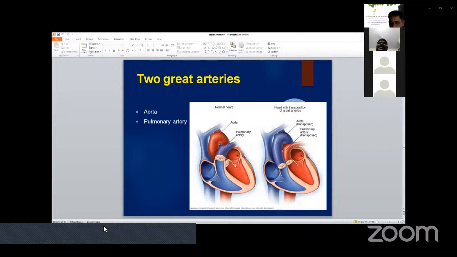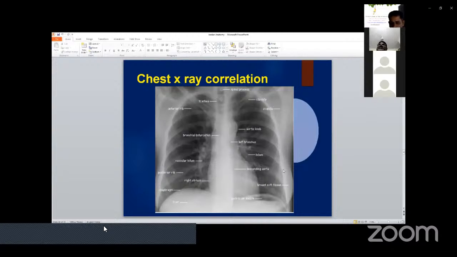So next is slide number 21. You can see the chest X-ray showing the location of our heart. At the bottom, you can see the right atrium chamber position. Next is slide number 22.